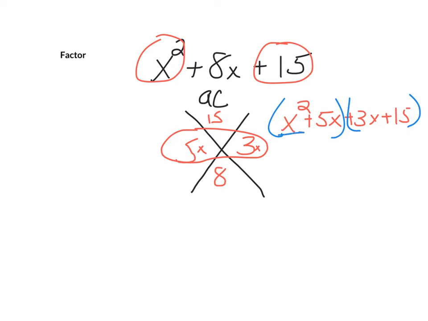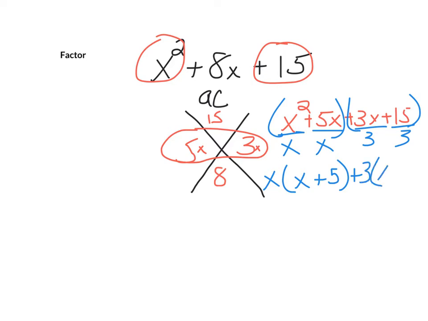GCF of the front guy is going to give me x. So I'm going to put that x out front. Inside I have x plus 5. The back guy, I have a GCF of 3. So my positive 3 goes out front there, and when I divide it, I have x plus 5.